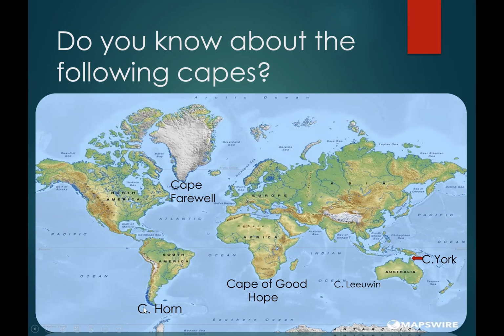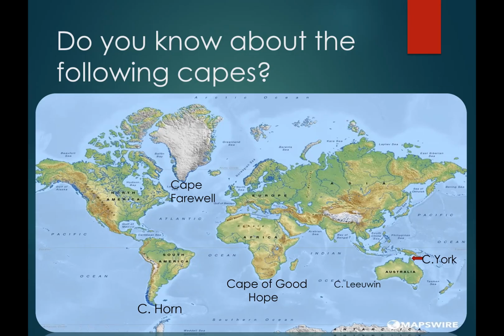And if you notice, sometimes I have the word cape spelled out, C-A-P-E. Sometimes I only have a capital C indicating that that is a cape. So as you look at your world map, you will see either of them. You may see a C, which is indicating Cape, or you may see the entire word spelt out, C-A-P-E.